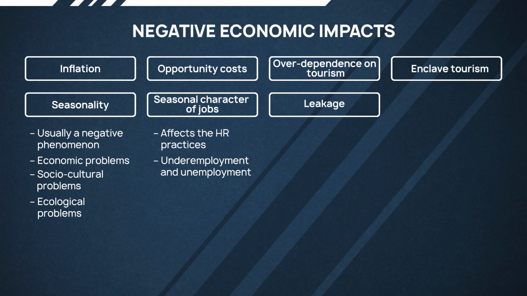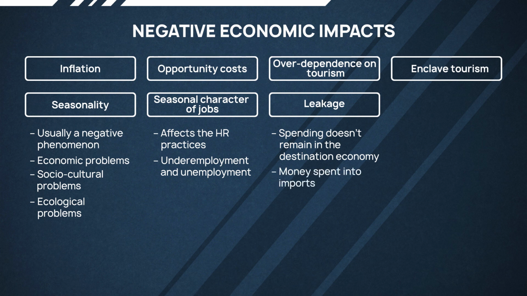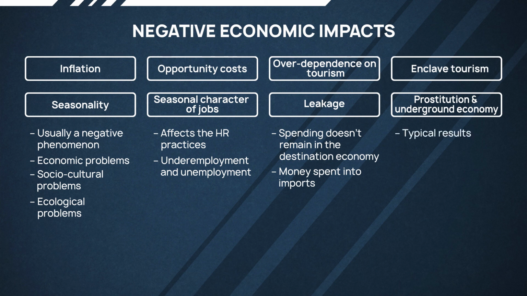Leakage. Leakage of tourism revenue is broadly concerned with the failure of tourism spending to remain in the destination economy. We can also say that leakage is the portion that leaks into import. It can be caused by money spent on imported equipment, materials, capital, and other imported consumer goods or services to provide for the requirements of international tourists. Prostitution and the underground economy. These are typical results of tourist activity and concentration of foreigners on some territory.